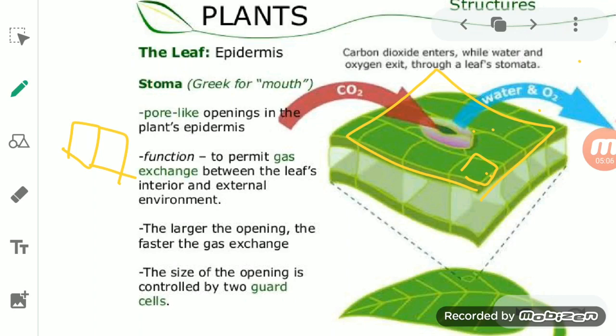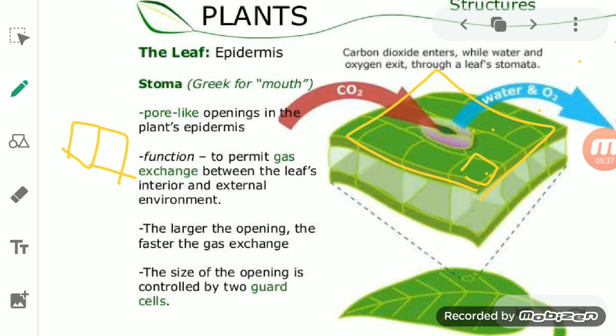Now see the epidermal tissue, or the epidermis, which is present in the leaf as well as in the stem. In the case of the leaf, we are talking here about the upper side. The upper side of the leaf is covered by a layer, and that is known as cuticle.